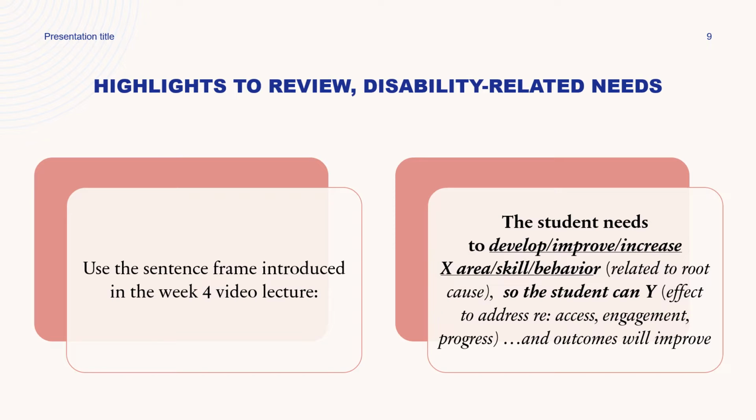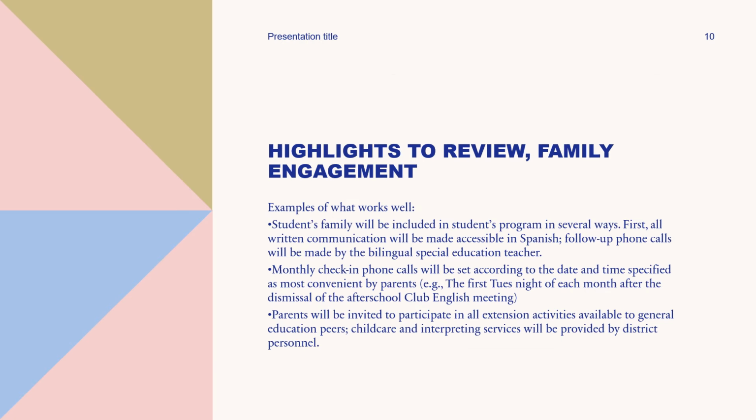So Maria needs to improve reading fluency so that she can read with speed and accuracy to make meaning from on-grade level text. You need a sentence in that disability-related needs box, not just a phrase.